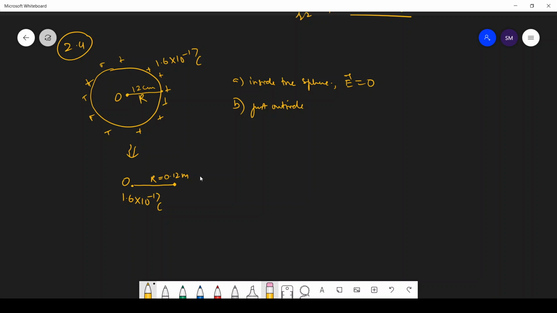And now we have to find the electric field. So what's the formula of electric field? E is equal to, I told you, K Q by R square. That equals 9 into 10 to the power 9 into 1.6 into 10 to the power minus 17 coulomb divided by 0.12 whole square. This comes out to be 10 to the power 5 Newton per coulomb. And what will be the direction? Direction will be outward. I told you, find the magnitude separately and then tell the direction. So direction is outward.